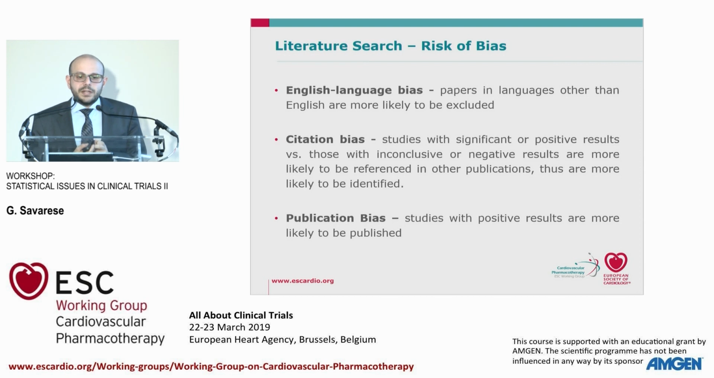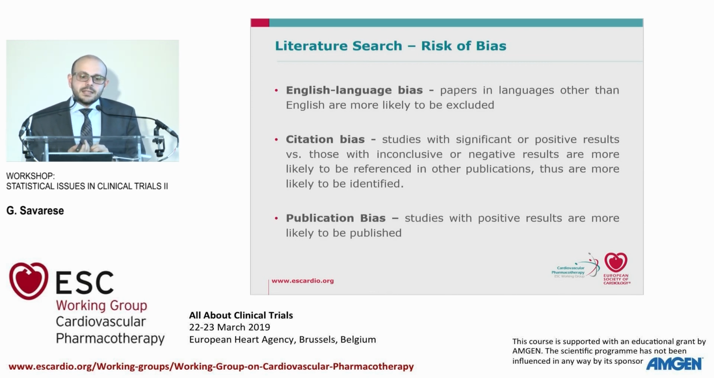Be careful with risk of bias. There are different biases. The English language bias happens quite often because papers in languages other than English are more likely to be excluded. And it can happen that you find publications in languages that are not English, and you should translate them and see if they are relevant for your meta-analysis.